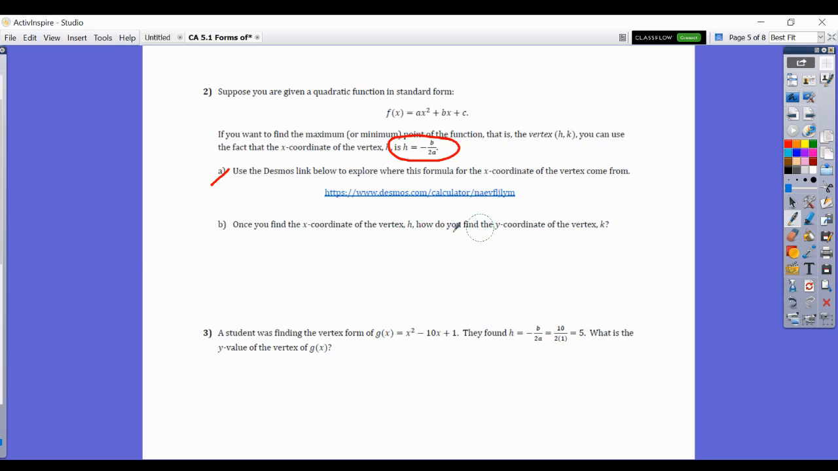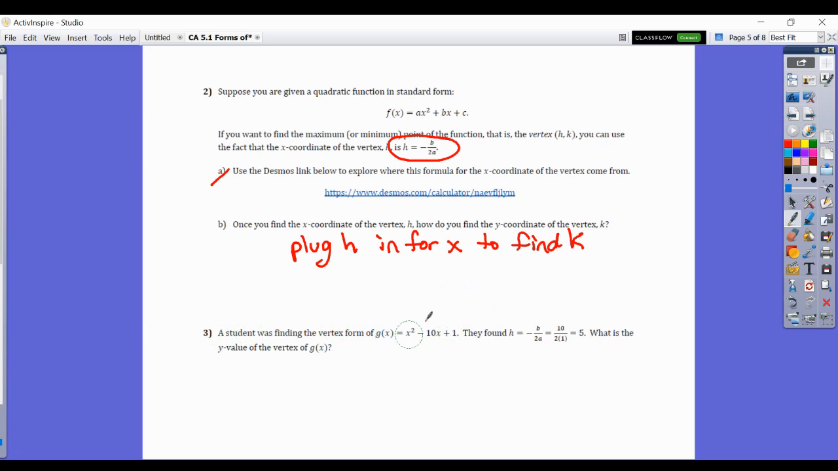Once you find the vertex, or the h number, how are you going to find the k? Well, if we have h, that's our x coordinate, so we can just plug that h value in for x. So that's what goes here. Plug h in for x to find k. Sounds like a lot of letters, but once we do it with some numbers, you'll probably understand.